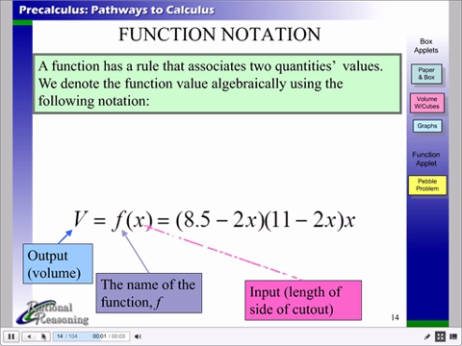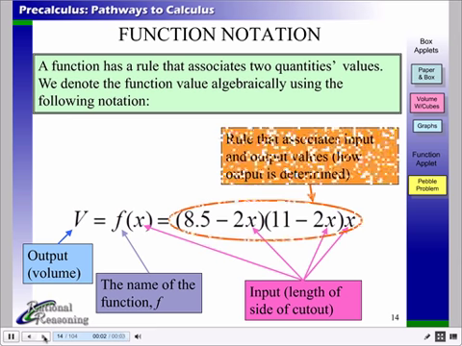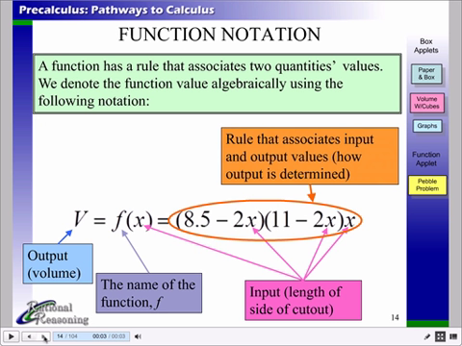The input then is in the parentheses. Inside the parentheses is the input, and then most of the time, that's also part of what's called the rule. Okay? So that's the rule. The rule is kind of the guts of the machine. It's the thing that takes the input and makes the output out of it.